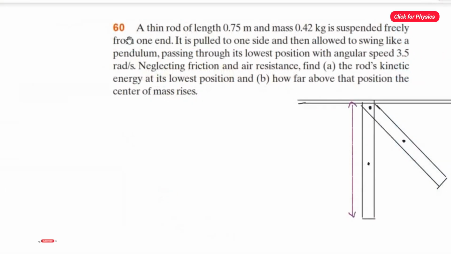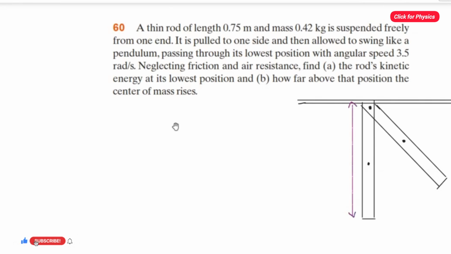Problem number 60. A thin rod of length 0.75 meter and mass 0.42 kilogram is suspended freely from one end. It is pulled to one side and then allowed to swing like a pendulum, passing through its lower position with the angular speed 3.5 rad per second. Neglecting friction and air resistance, find the rod's kinetic energy at its lowest position. And the second question, how far above that position the center of mass rises.